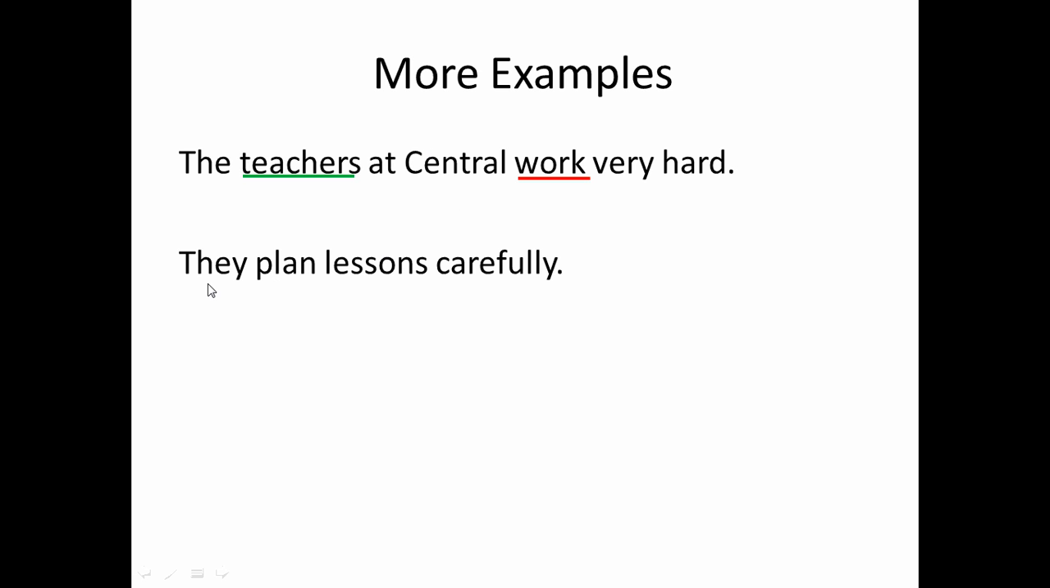Try this one. They plan lessons carefully. Who or what is the sentence about? It's about they. There's my noun, which is actually a pronoun. It took the place of teachers. And what do they do? They plan. There's my main verb, which is an action. It shows what they do.